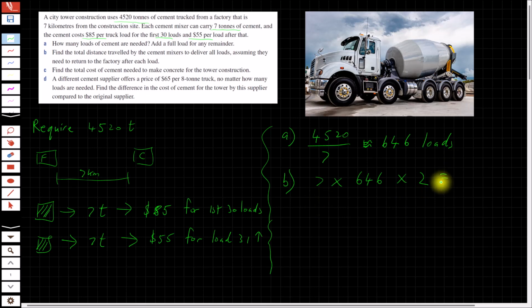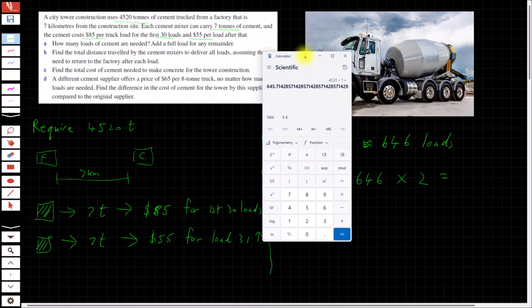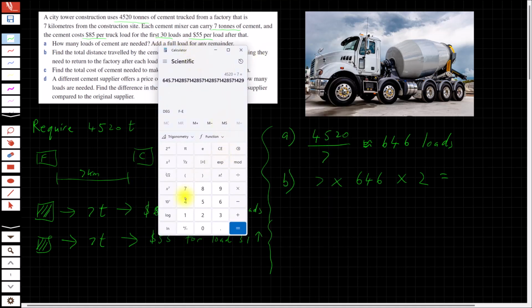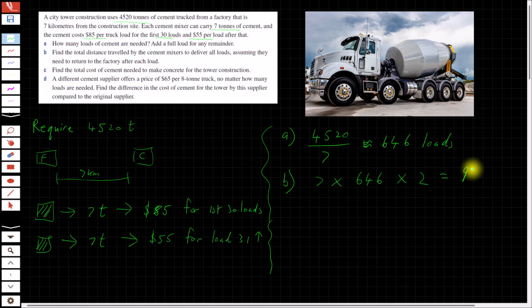And what does that equal? We'll get our calculator out. Seven times 646 times 2, 9,044 kilometres to deliver all those 646 loads. Okay, part C. Find the total cost of cement needed to make concrete for the tower at the site.